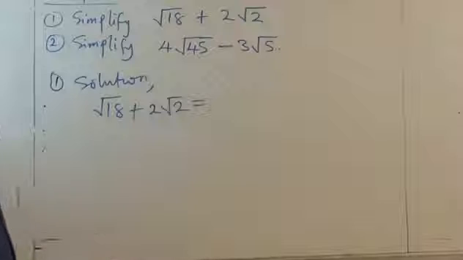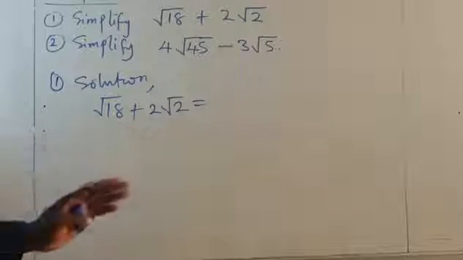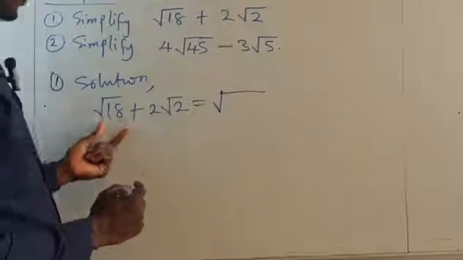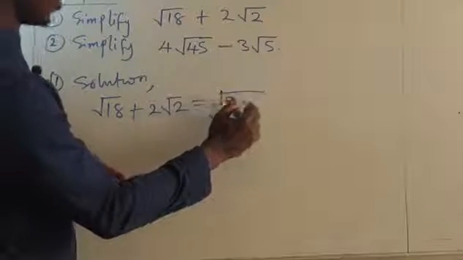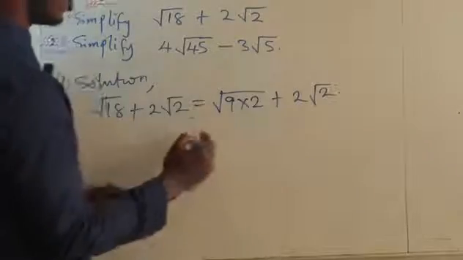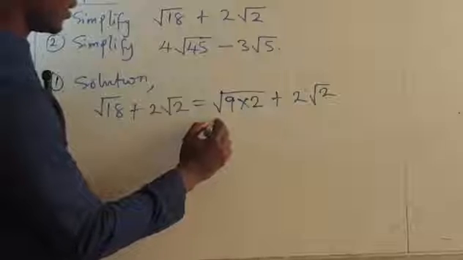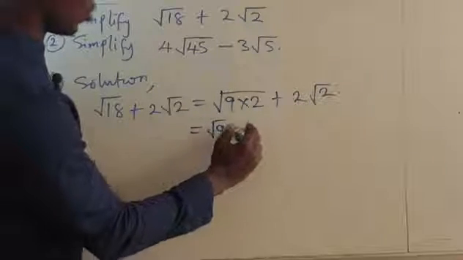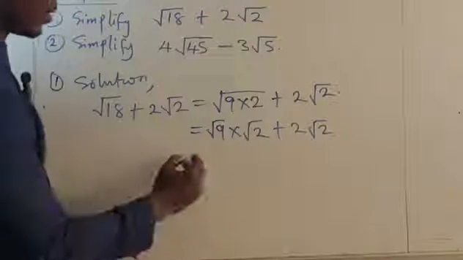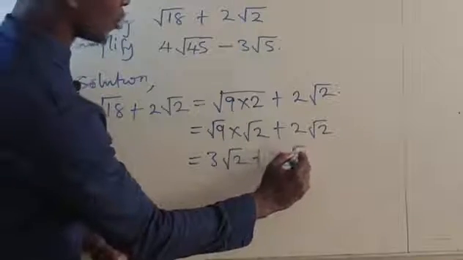To simplify this, we are going to reduce square root of 18 to its lowest form. The perfect square under 18 is 9. So we have square root of 9 multiplied by 2 plus 2 root 2, which is equal to root 9 multiplied by root 2 plus 2 root 2. Square root of 9 is 3, so we have 3 root 2 plus 2 root 2.